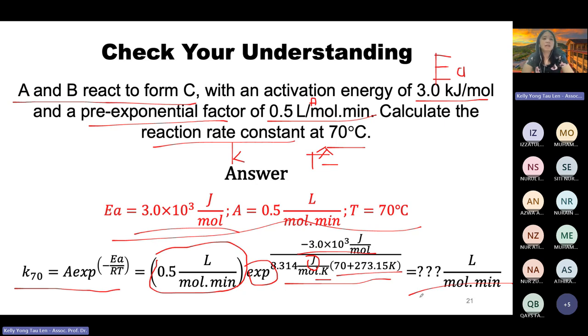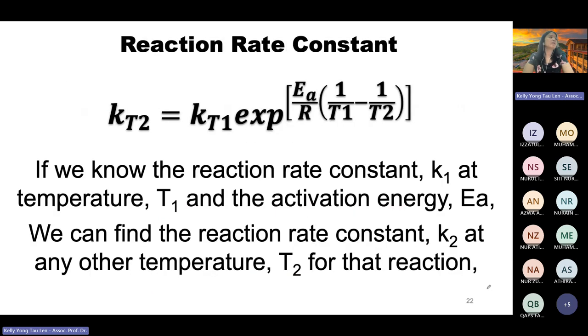I did not give you the final answer. I would like you to try by yourself later on when you have time. If you want to test by yourself and you understand the calculation, you can calculate to determine your value of K here. Okay, this example. All right.